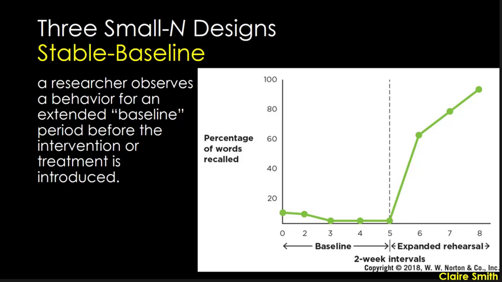It's an expanded rehearsal technique to help Alzheimer's patients with word recall. So they want to see if this technique is effective in helping the memory of people with Alzheimer's. You would have a baseline done, looking at word recall before you introduce a treatment, to make sure there's no external factors influencing it. Then you start the treatment and measure the word recall afterwards.